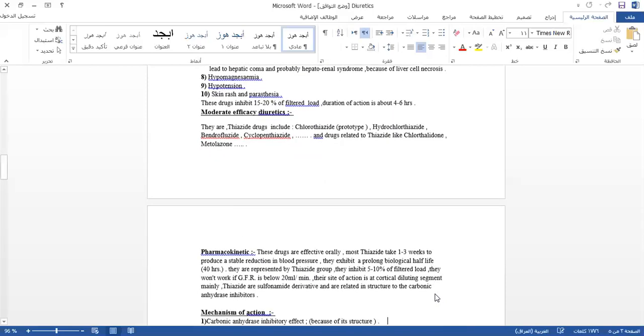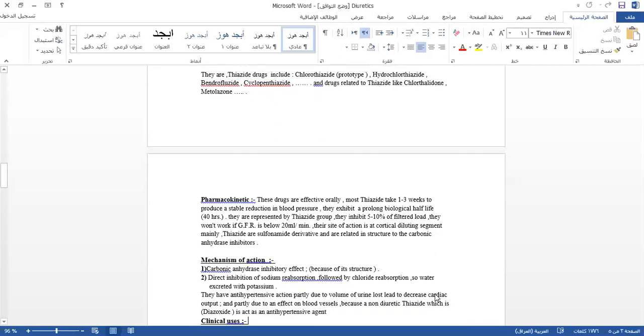What about this group, moderate efficacy diuretics? These drugs are effective orally and take 1 to 3 weeks to produce a stable reduction in blood pressure, with a prolonged biological half-life of about 40 hours. Due to this prolonged half-life, as we said, the risk of hypokalemia associated with thiazide drugs is more serious than with high efficacy or loop diuretics. The duration of action for loop diuretics is about 4 to 6 hours, while for the thiazide group it is 40 hours.